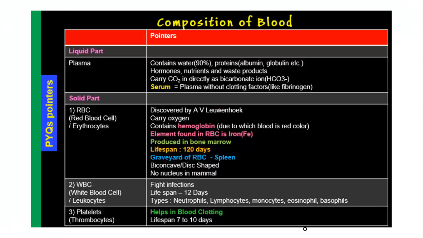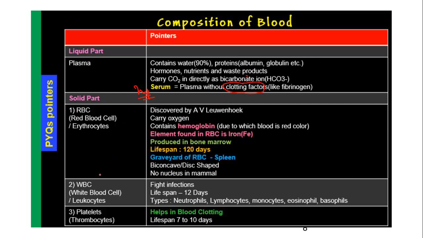And in detail we have seen the composition of blood. Like plasma, as I told you, it contains water, protein, hormone, and it also carries carbon dioxide in the form of bicarbonate ion. And the important pointer is the serum. What is serum? Serum is nothing but your plasma, but it should not have any clotting factor, like fibrinogen. So plasma without clotting factor is known as serum.